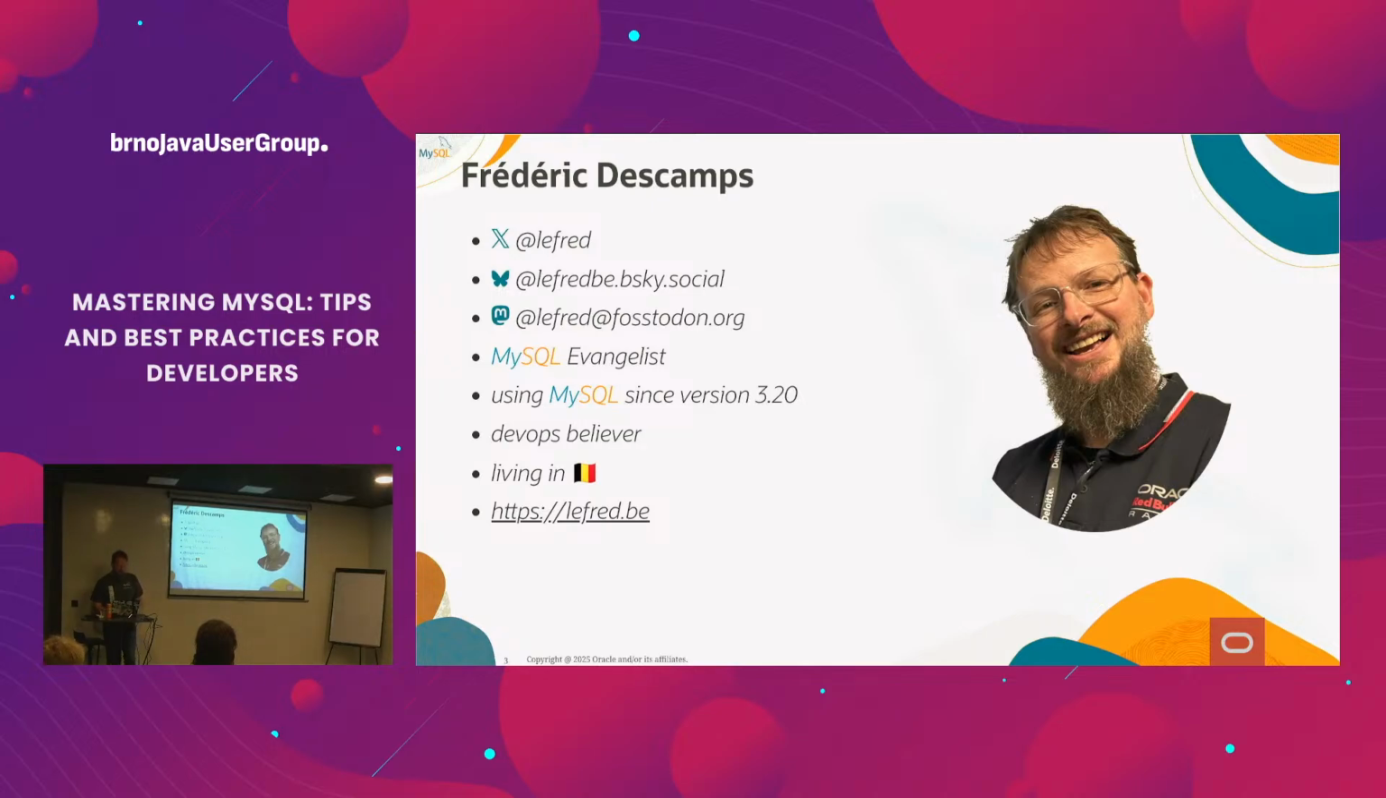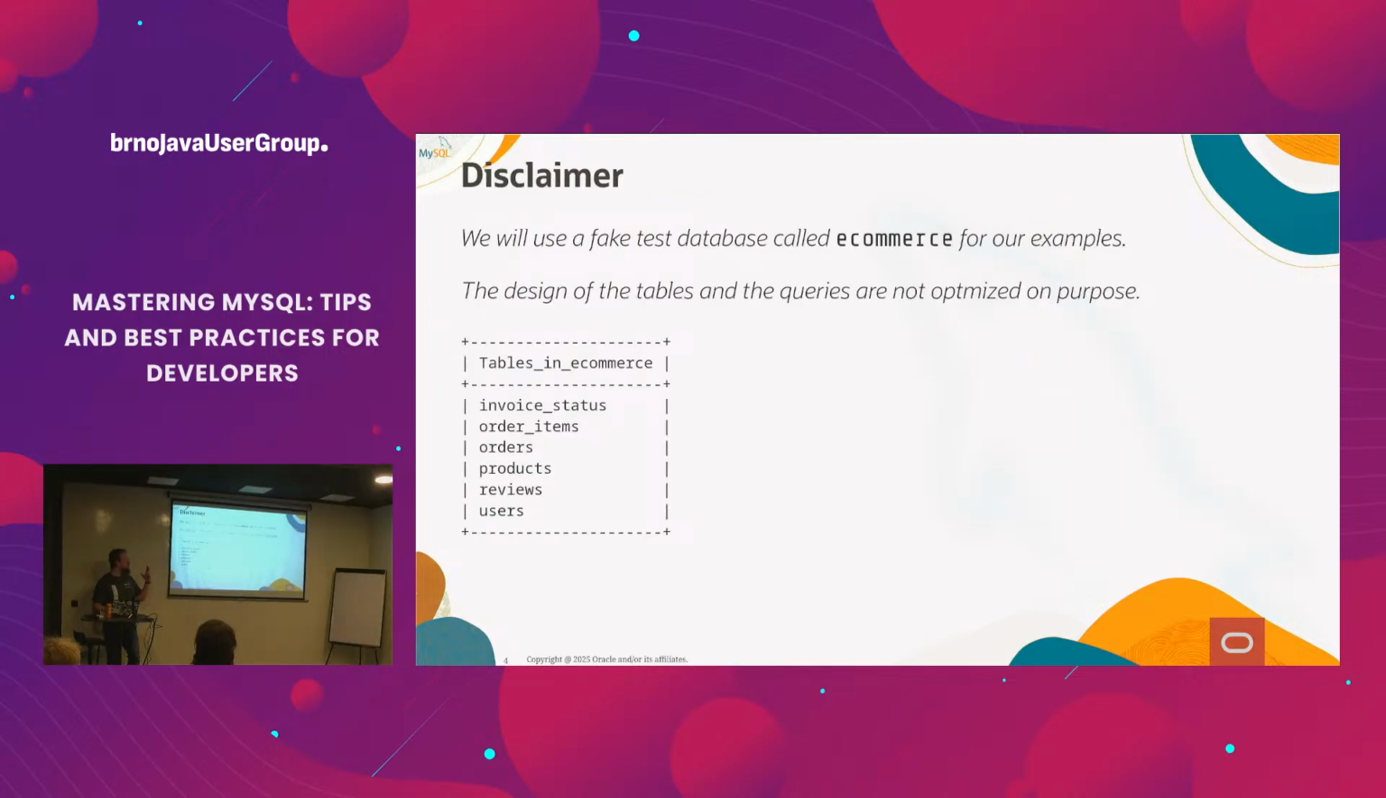I will try to give you as many examples as possible to illustrate what I'm talking about. I'm using a database that I call e-commerce. It is a completely fake database, with completely bad design and completely bad queries. It's made on purpose, but to be honest, it's not that far from reality when you check what's happening in production sometimes.